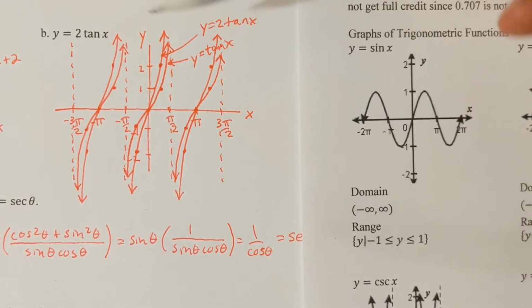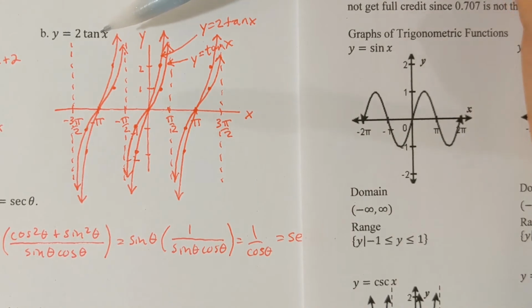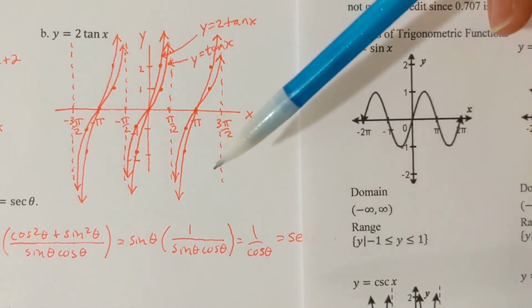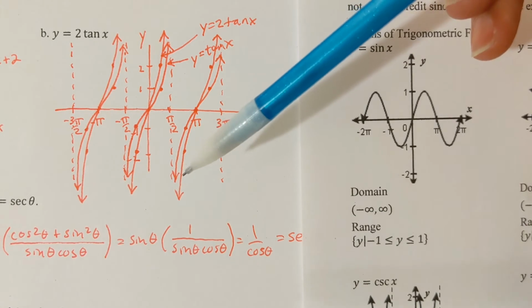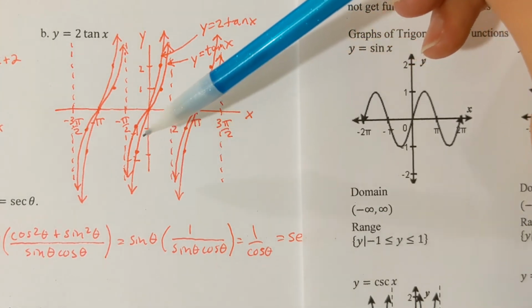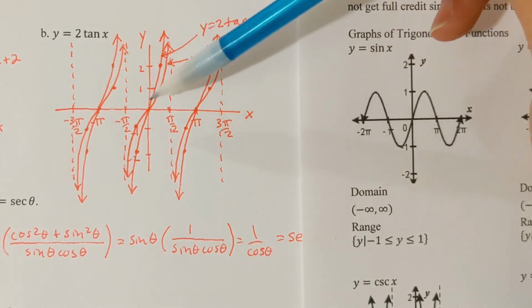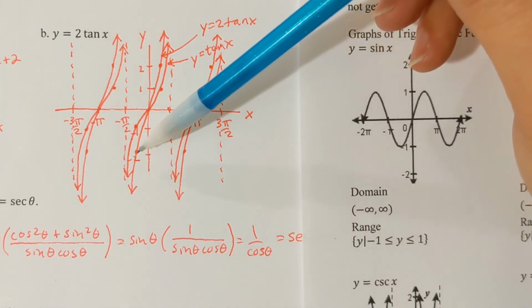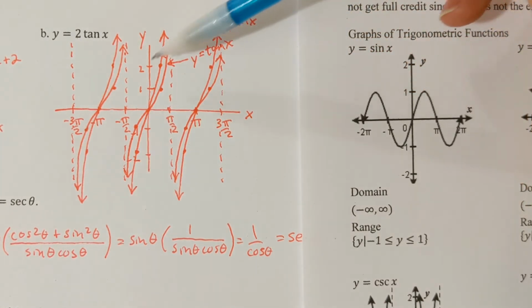And the fact that I've got a 2 in front of the tangent function means I'm going to have a vertical stretch of the original graph. Okay, so this graph is going to get closer to the y-axis there on both sides. And I've drawn the new curve passing through these points.